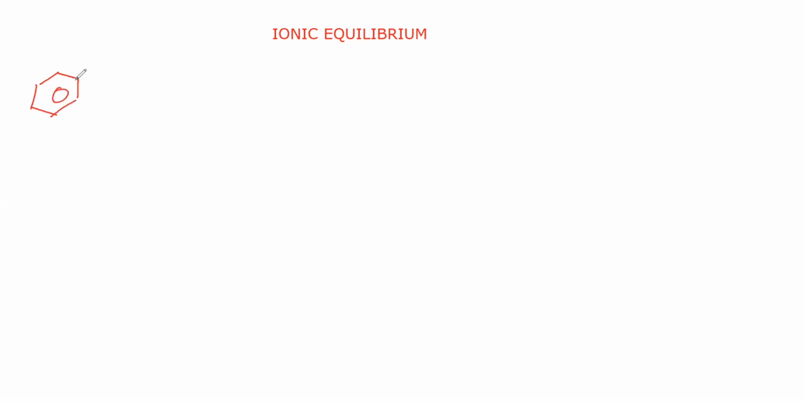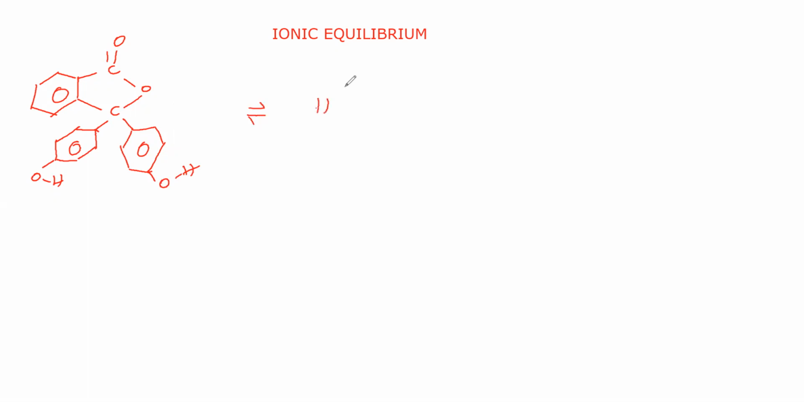Here one phenyl ring. Here C double bond O. Here O. Here carbon. Here one phenyl ring. Here OH group. This carbon is having another phenyl ring and OH group. Now this compound is donating H plus because it is acid. It is an organic compound, therefore we can say organic acid. Since it is having less acidic nature, we can say it is a weak organic acid.